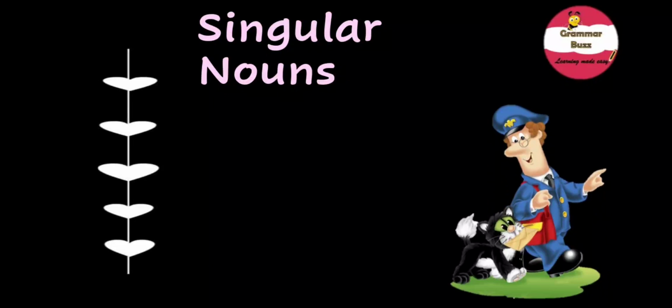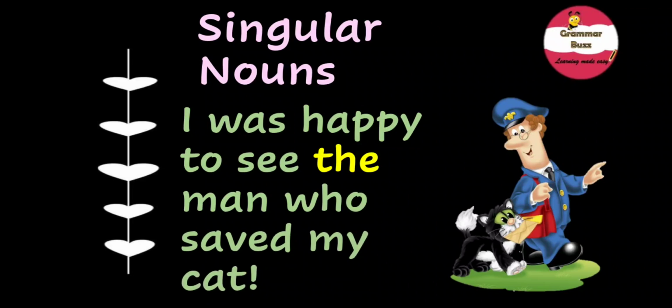The definite article the can be used with singular nouns. Well, what does our sentence have to tell? Our sentence says, I was happy to see the man who saved my cat. Here, we are talking about a particular man.